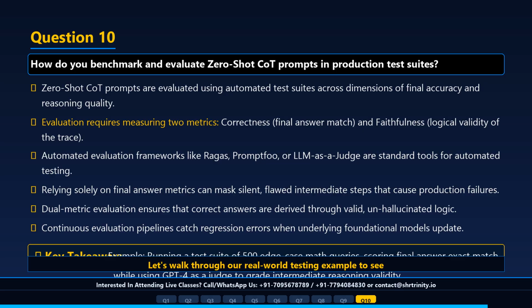For example, running a test suite of 500 edge case math queries, scoring final answer exact match and using GPT-4 to grade reasoning trace validity. A common mistake is evaluating only the final answer while ignoring flawed intermediate reasoning steps that could cause silent failures in production. As an interview tip, emphasize dual metric evaluation: evaluate both final answer precision and intermediate reasoning faithfulness.